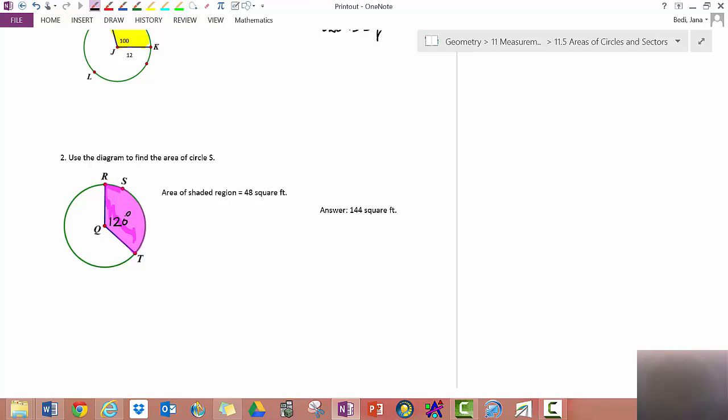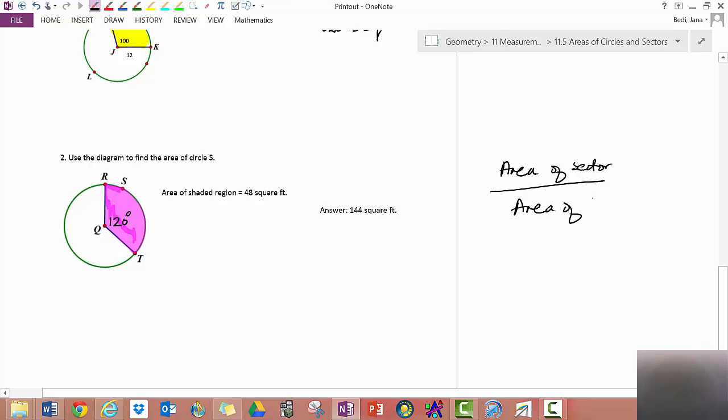Or let's do it this way. You don't even need to find the radius of the circle. Here's how I would do it. Area of sector over area of circle is equal to 120 degrees over 360 degrees. I think it's pretty darn simple from there.